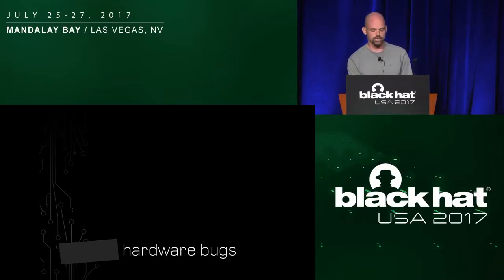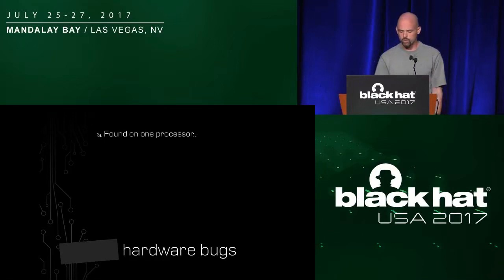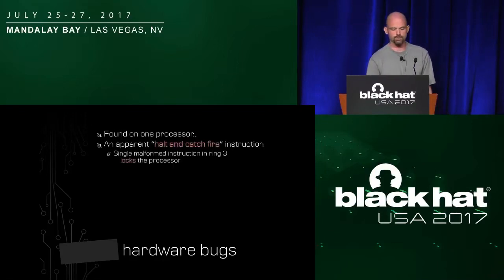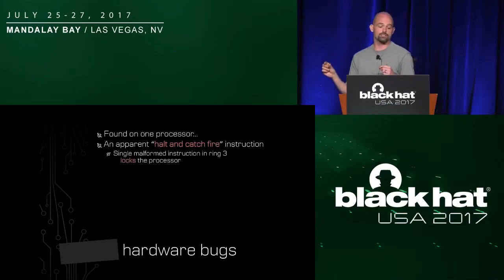So that brings me to the last hardware bug that I found in this research, and this is, I think, the most interesting one. I found this on one processor, essentially a halt and catch fire instruction. What I mean by that is it is a single malformed instruction. And if we run this inside of ring 3, the least privileged ring on the processor, it will lock the processor entirely.